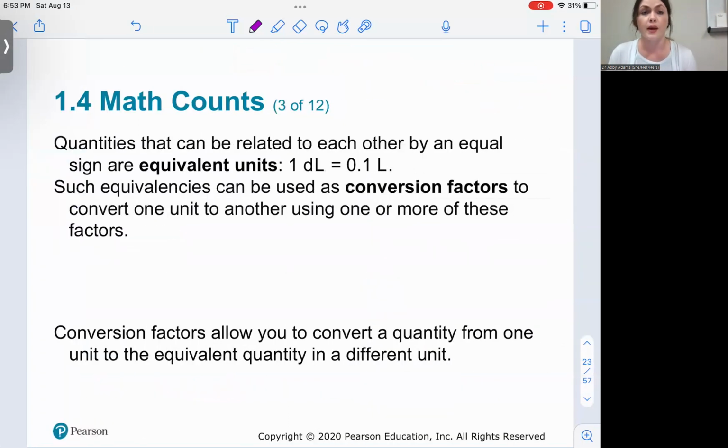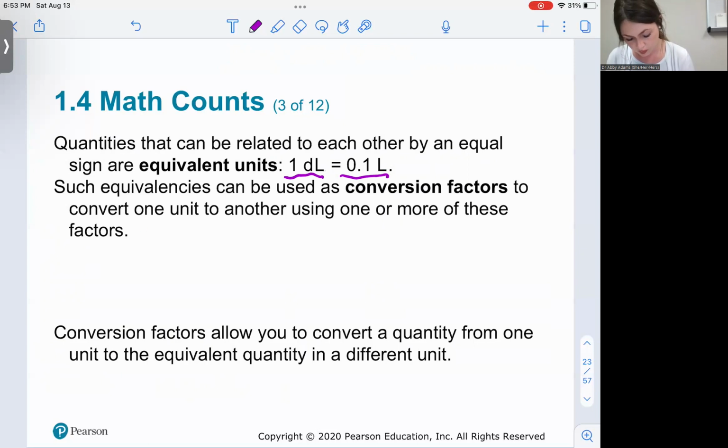Whenever we're talking about these relationships between those numbers, those examples that I gave you are called equivalent units, right? It means just that: quantities that can be related to each other by an equal sign are equivalent units. So here, 1 deciliter, and get familiar with the abbreviations here too, just like the elements, is equal to 1/10 of a liter. Makes sense, right? So 1 deciliter, that's smaller than 1 liter, right? It takes 10 deciliters to make 1 liter, right? This is 1/10 of a liter. So 1/10 of a liter equals 1/10 of a liter. You see what I'm saying?